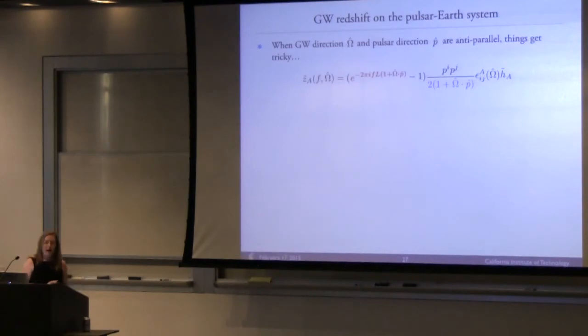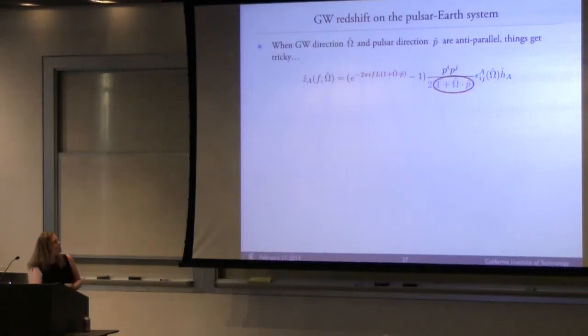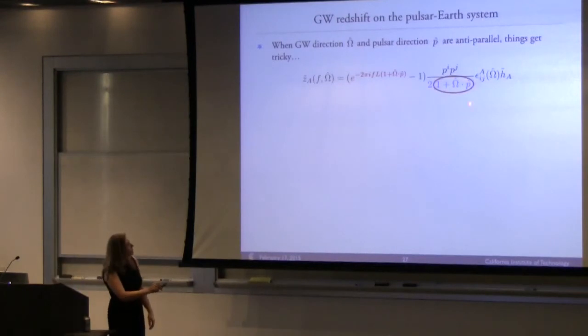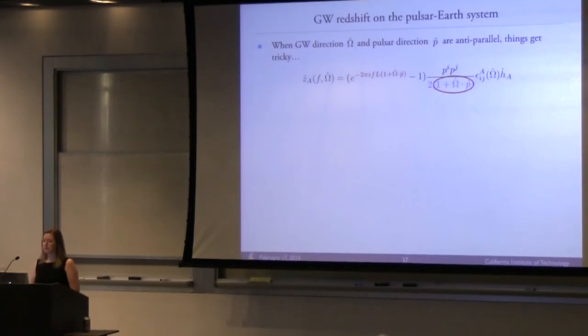So if you look at this expression, it turns out that things can get a little bit sticky in the case when the gravitational wave's direction of propagation and the position of the pulsar are anti-parallel. Geometrically, if these two things are anti-parallel, then when I take the dot product here, I'm going to get a minus 1, so I get 1 minus 1 in the denominator, and it looks like this redshift blows up, which I never like when things blow up. It's always a bit of a mess, right? So we have to figure out what happens.